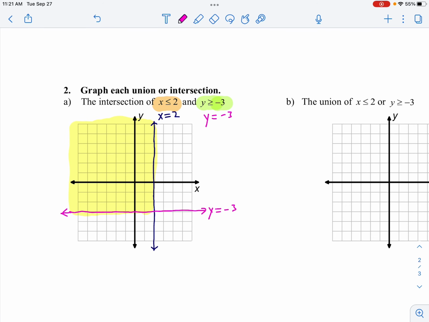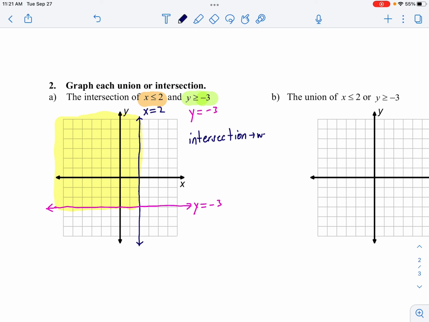So intersection means, let's make a little note of this. Intersection means we keep the region right where both colors are shaded in. Both. Intersection, think both. Think both for intersection.